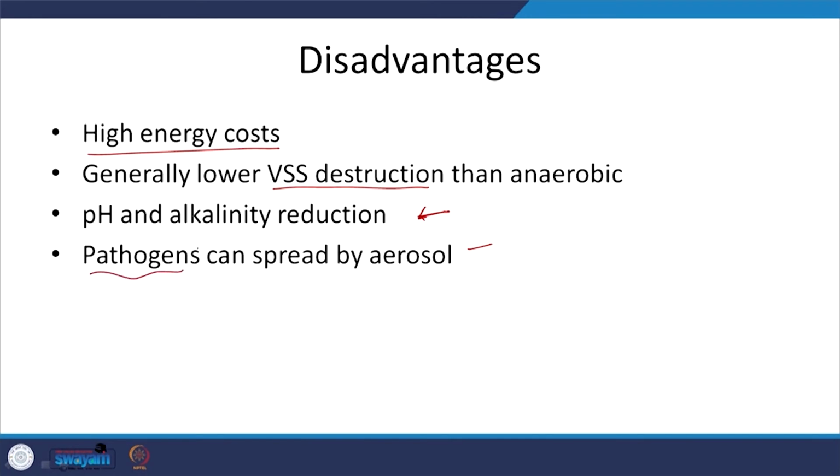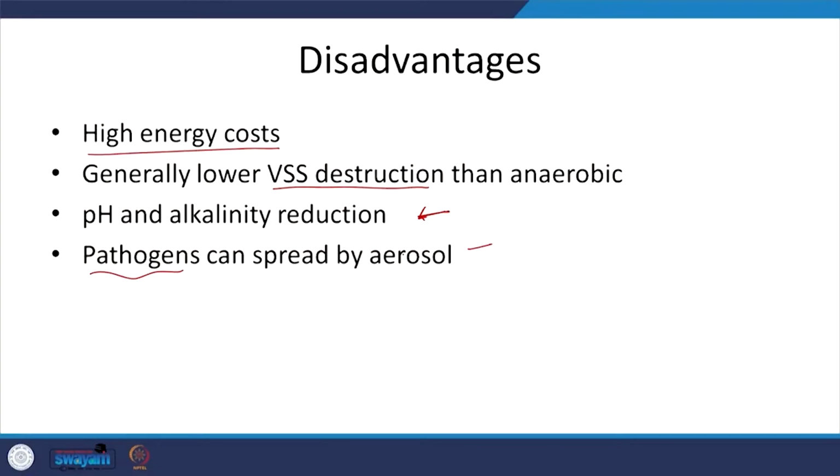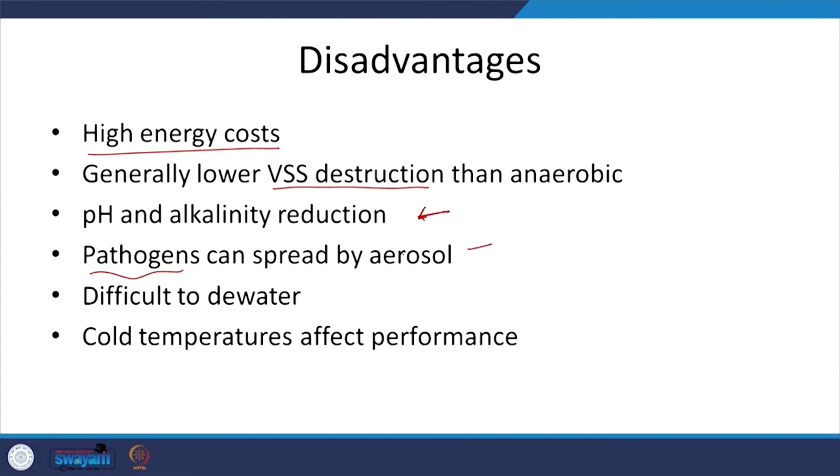And one other key aspect here is, unlike the anaerobic digester, which is relatively closed, the aerobic digester is open to the atmosphere, and you are pumping air through it continuously, right. So, there is an exchange with the gaseous phase, and so pathogens can be spread by aerosols, that is one aspect to keep in mind. And it looks like it is relatively difficult to dewater later on, and cold temperatures, as with any biological process, are going to affect the performance. And we also looked at some of the foaming related issues; depending on the type of biomass, we have different foaming related issues, right.